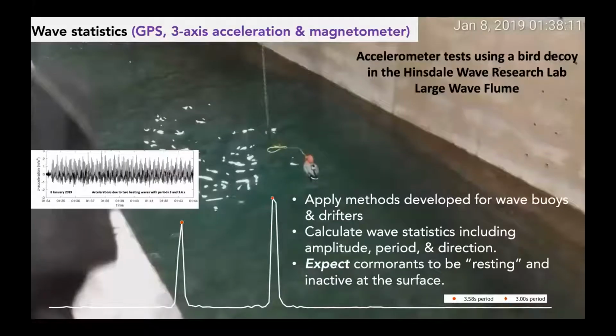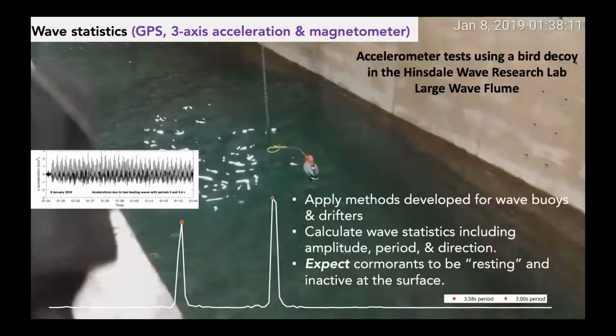The next measurement is wave statistics, and we're also targeting those surface intervals between dives and using the accelerometer and potentially the magnetometer. We haven't validated this for our free-ranging birds yet, but we've been able to do some tests with a duck decoy in the Hinsdale Wave Research Lab at OSU, and been able to decompose the accelerations to the wave periods that were happening in the wave tank.